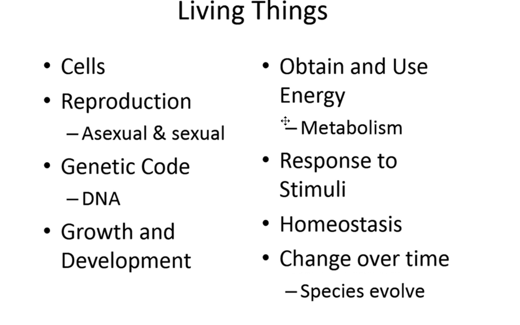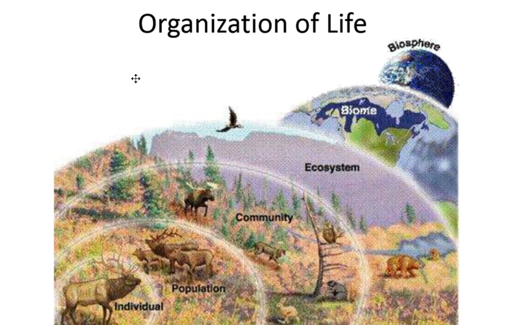Now, here are all those living things. Don't begin writing feverishly, but this is just a list of all the things that we just talked about. Notice there are several associated terms here, like asexual, sexual, DNA, stimuli, homeostasis, and so forth. So make sure that you understand those associated terms as well. Now we're going to talk about how life is organized quickly.